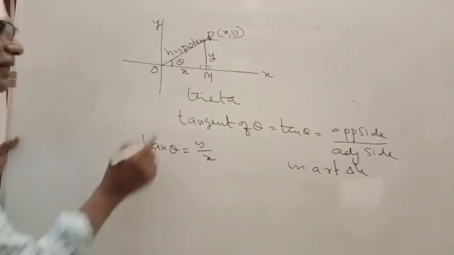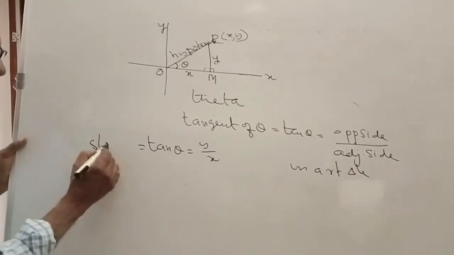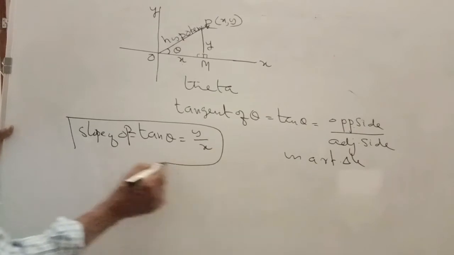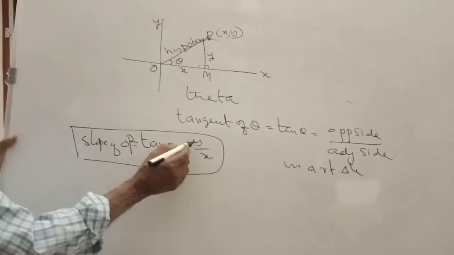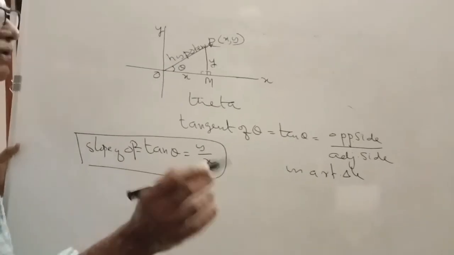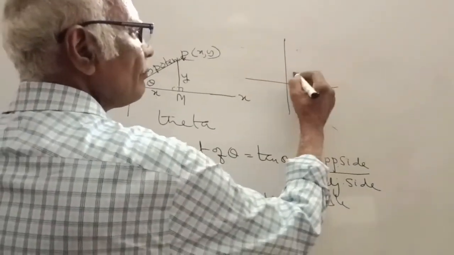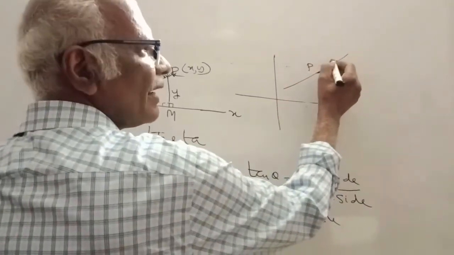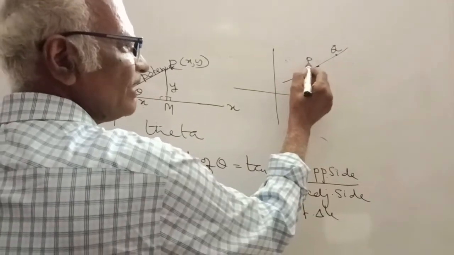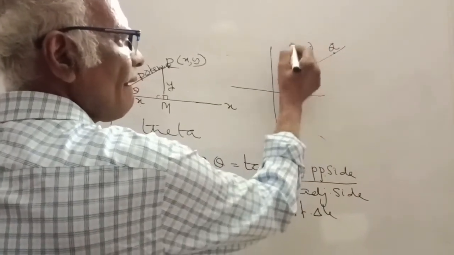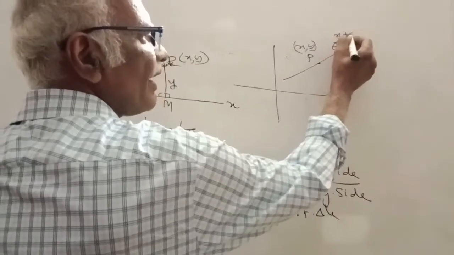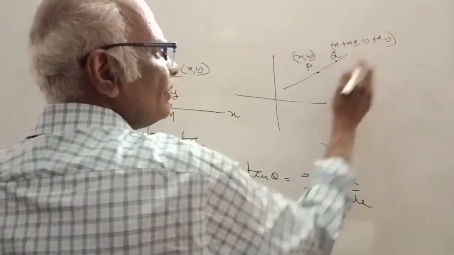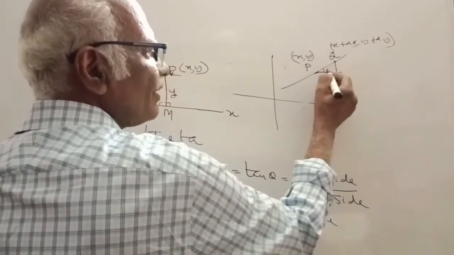The name for tan theta in this case is slope of OP. So this is a fundamental idea. Slope of OP is y divided by x. Now if you consider a point P, (x, y), and an adjacent point Q, (x plus delta x, y plus delta y), we see theta is coming here.